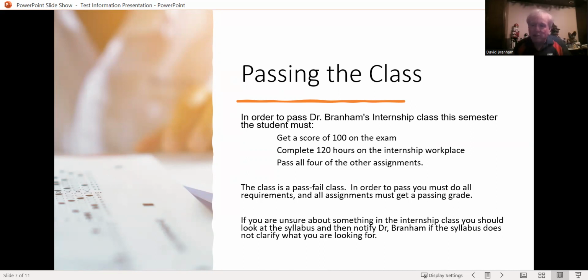120 hours in a long semester is about 8 hours a week. If you get into shorter semesters, like that 5-week semester in the summer, then it turns into about 24 hours a week. An 8-week semester, 120 hours is about 15 hours a week. So if you're in a short semester, you really have to do a lot of hours quickly. If you're in a long semester, you have a little bit more leeway.